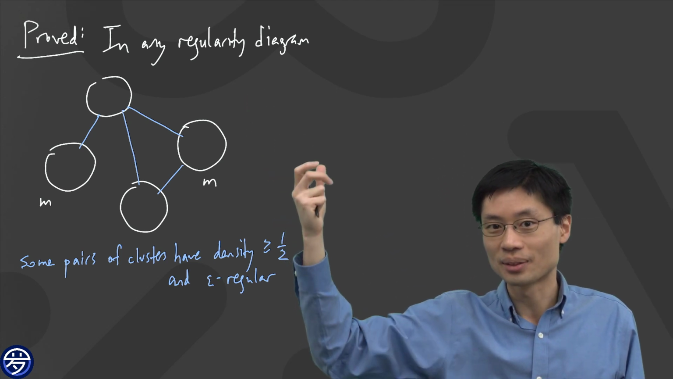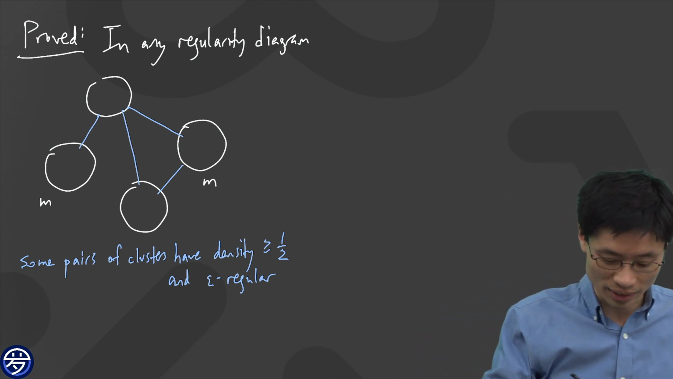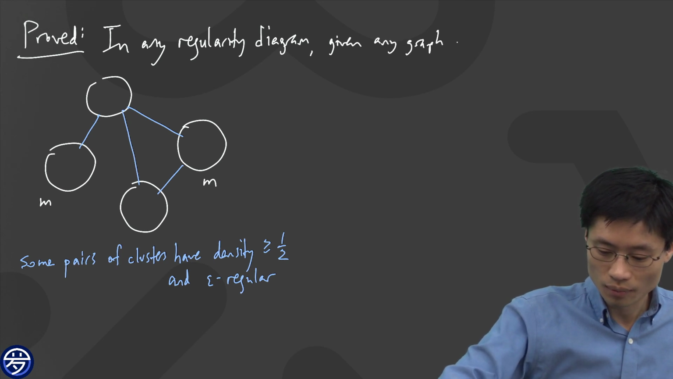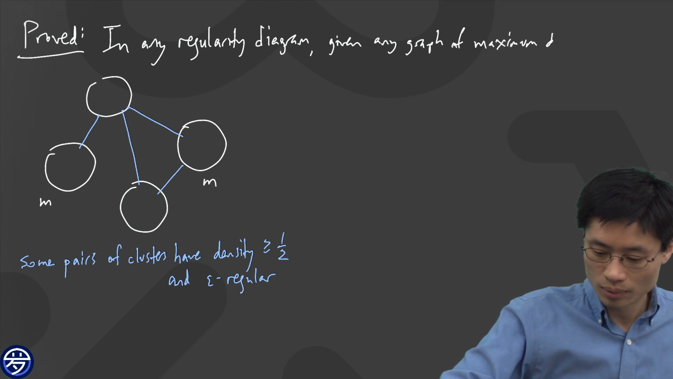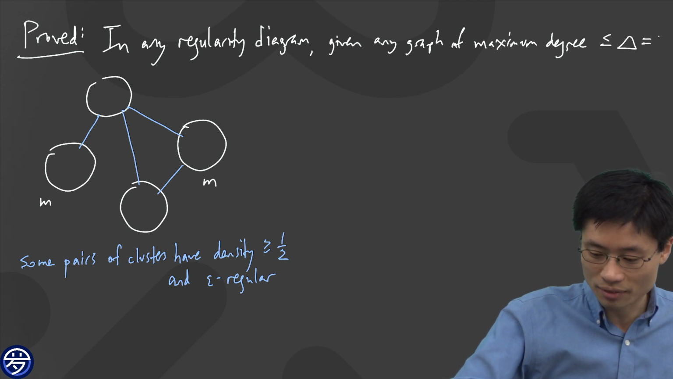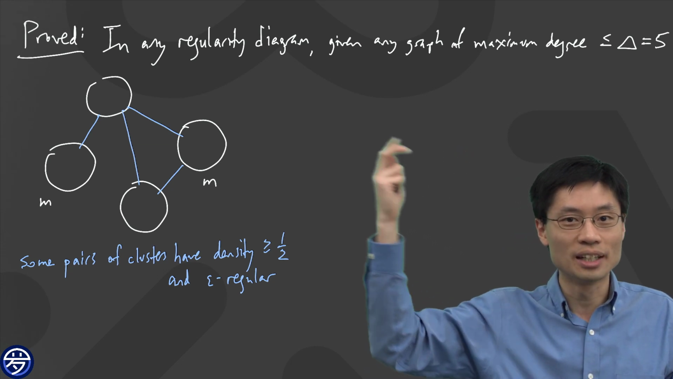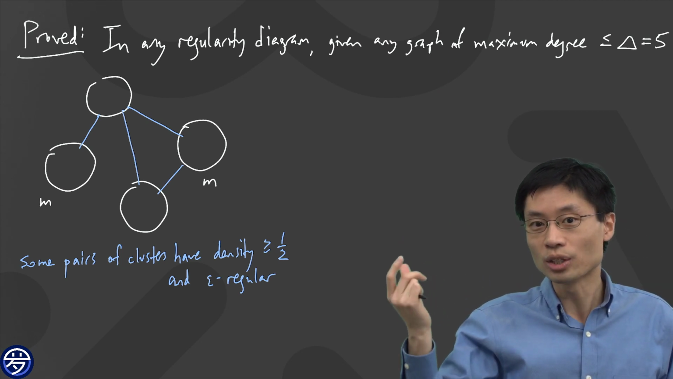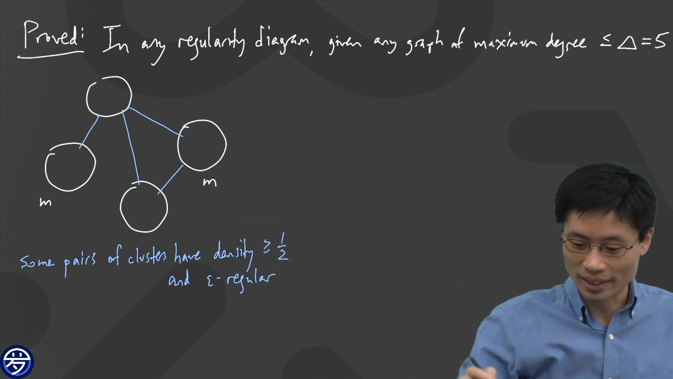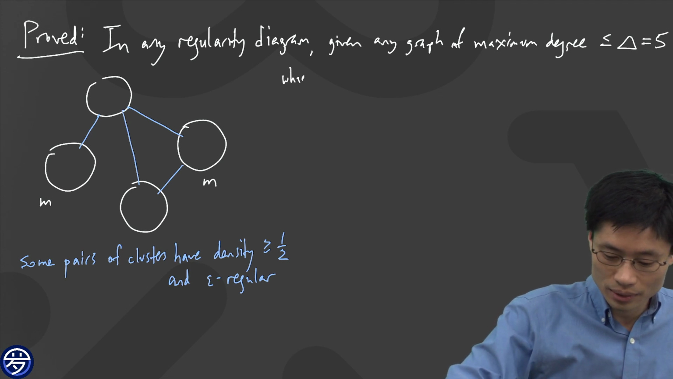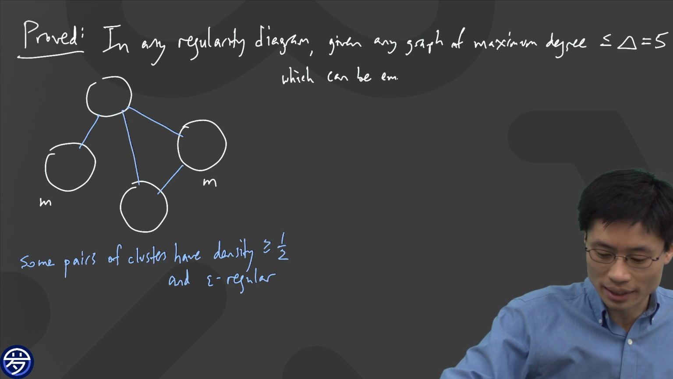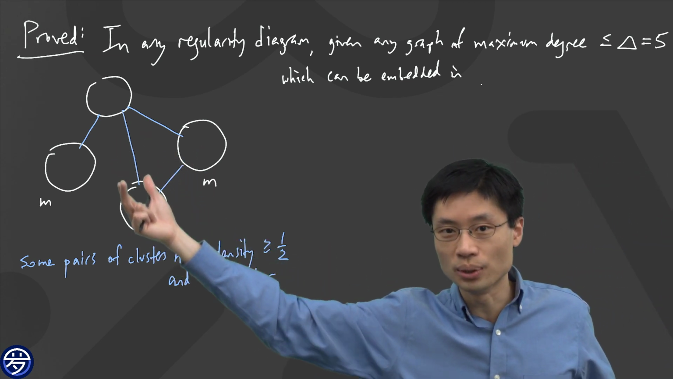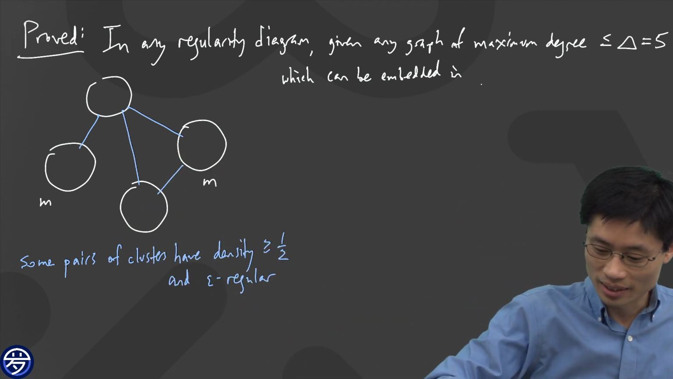And so in any such thing, I'm going to say that if I have some graph that I want to put inside this, in any regularity diagram, given any graph of maximum degree at most capital delta, which is 5, inside this regularity diagram, where that graph also uses up at most 1/1000 of the vertices in each cluster, any graph of maximum degree this can be embedded in, let's call it the blown up version of this graph, where all of those blue lines are replaced by complete bipartite graphs.